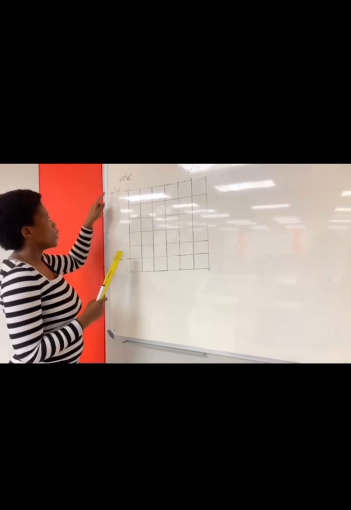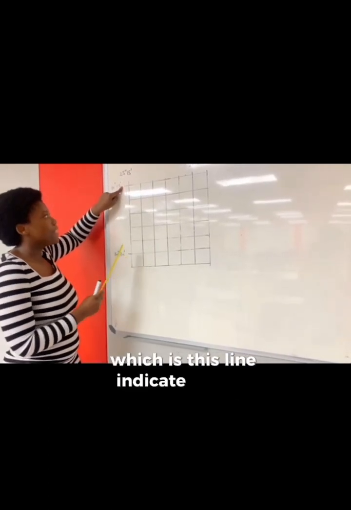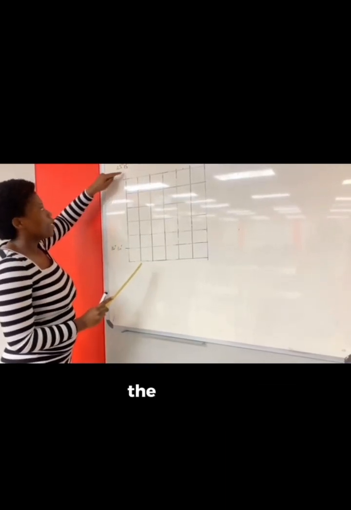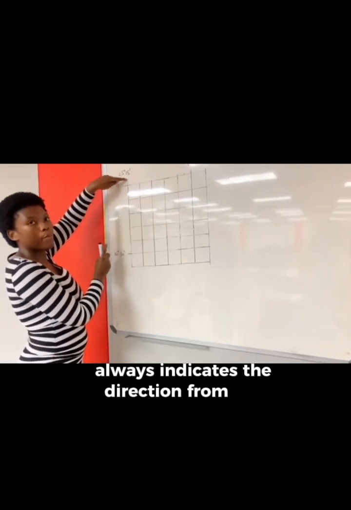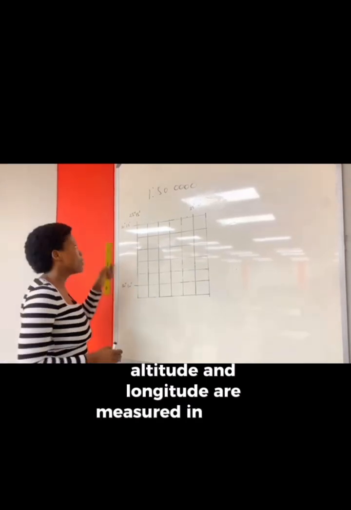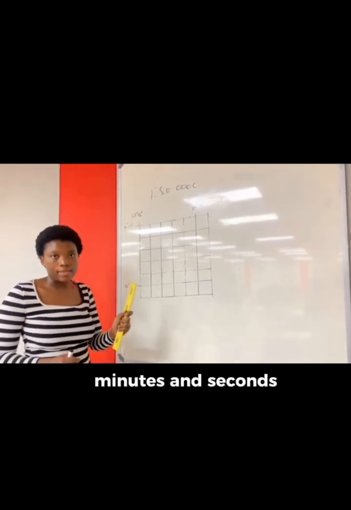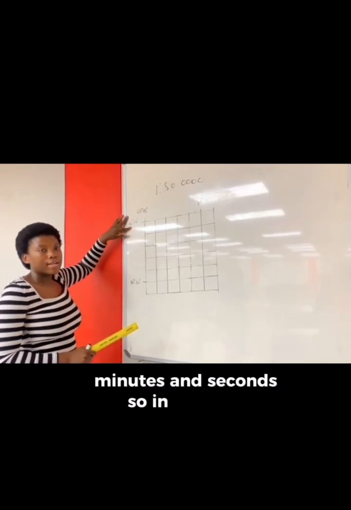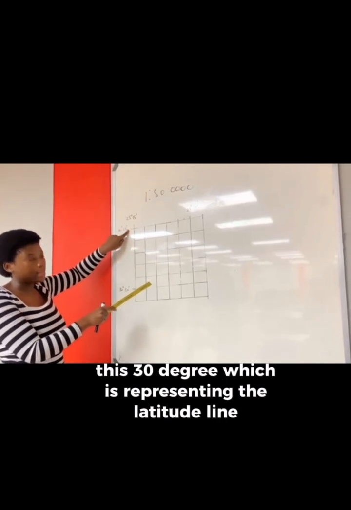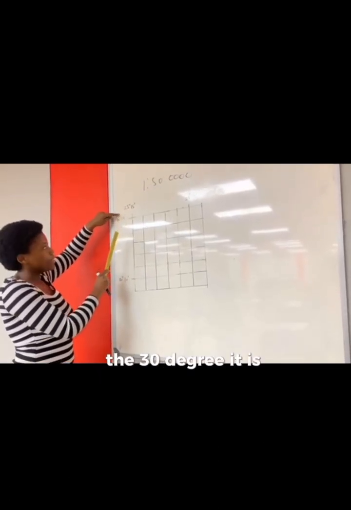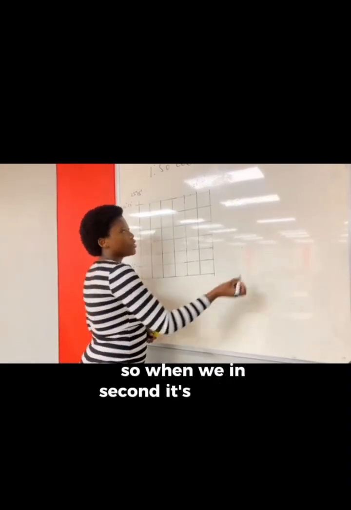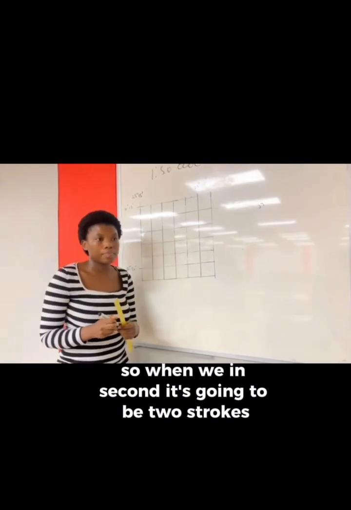The latitude, which is this line, always indicates the north and the south. The longitude always indicates the direction from the west and the east. Latitude and longitude are measured in degrees, minutes, and seconds. In this case, this 30 degrees represents the latitude line, and then this stroke represents minutes. In seconds, it's going to be two strokes.